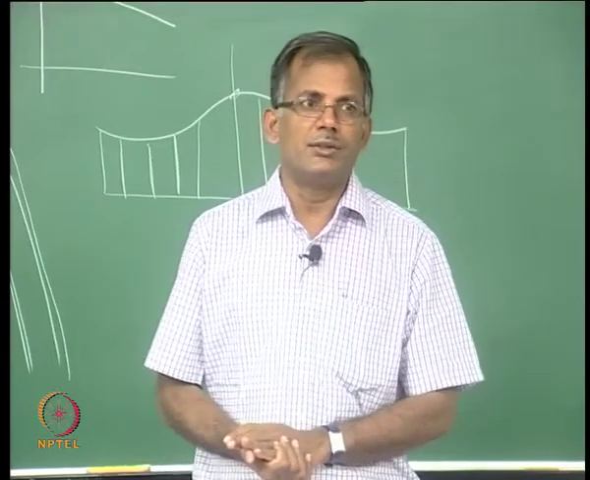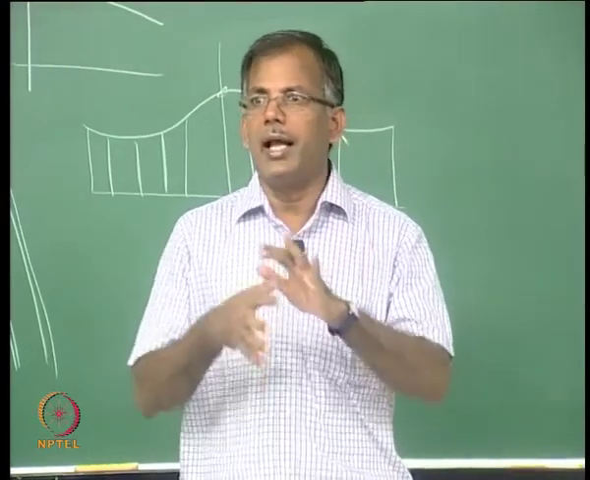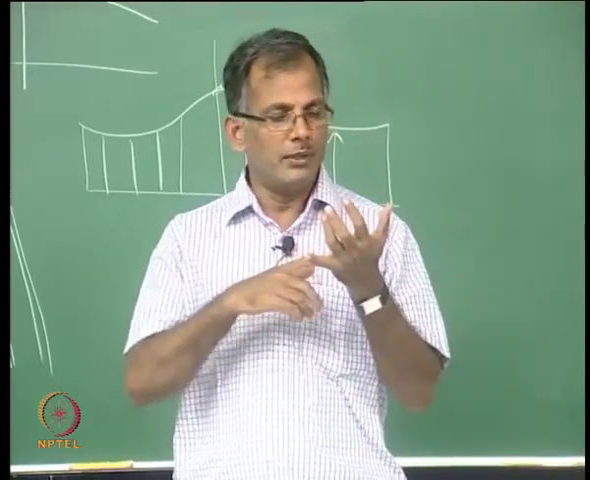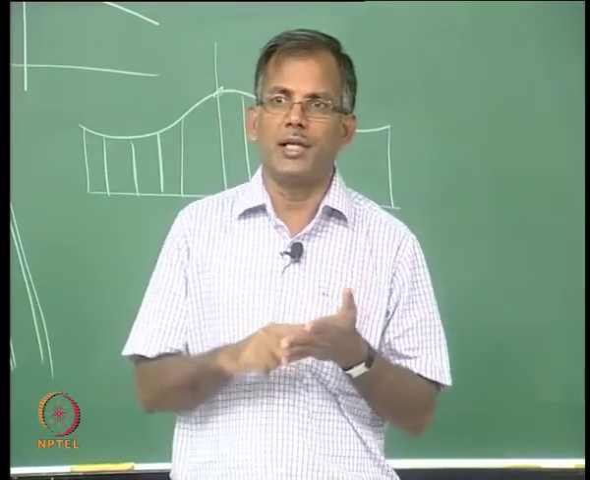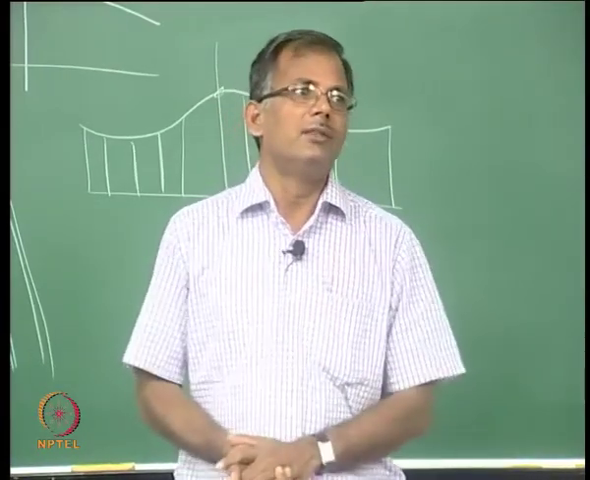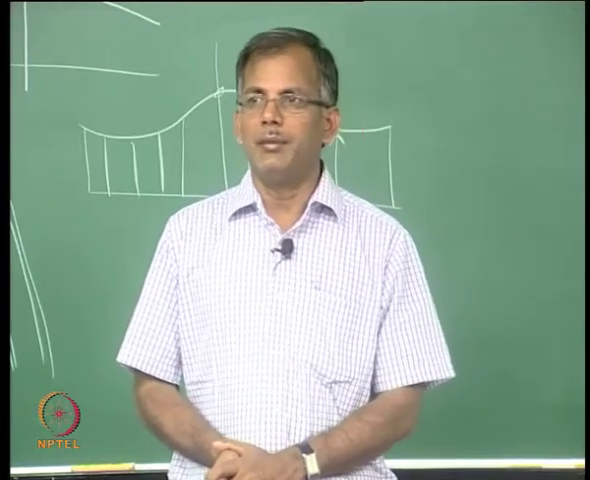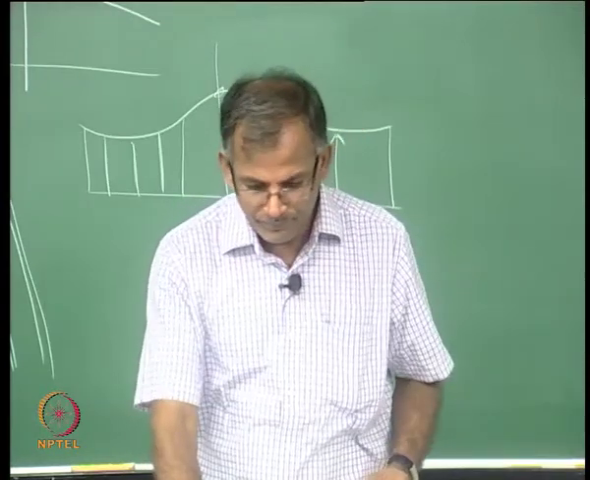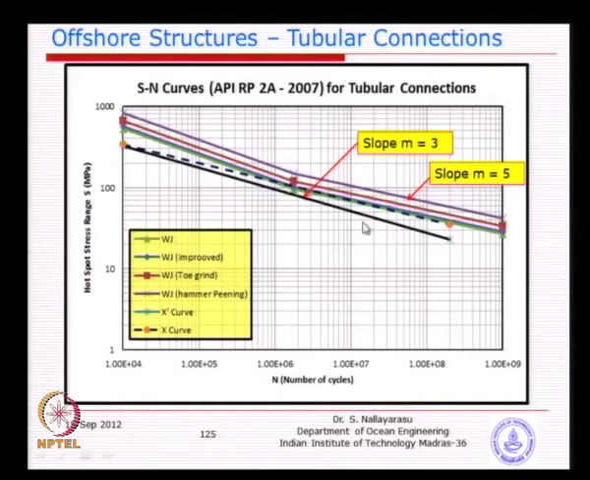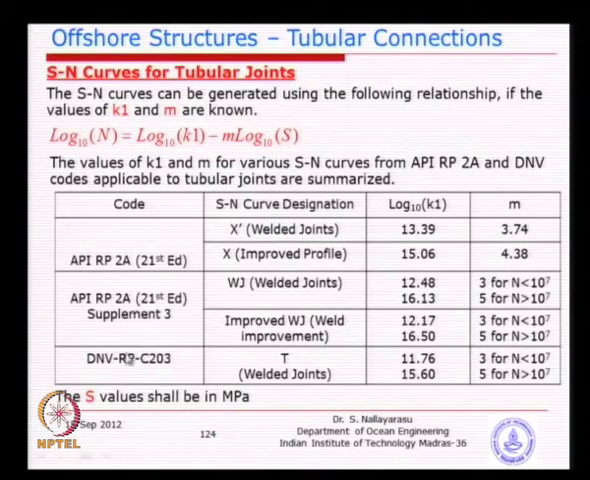Fortunately, for tubular connections, it has been so generalized that for any type of connection, whether it is a T connection, Y connection, or X connection, it does not matter, it is only a single SN curve. Life has become a little bit easier to select. The only thing is, you will find a slight difference between the previous revision of API and the present revision of API. So, we have to use only the present revision, which is basically the 21st edition with a correction supplement, which is called WJ and improved WJ.